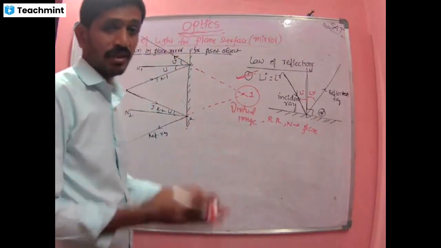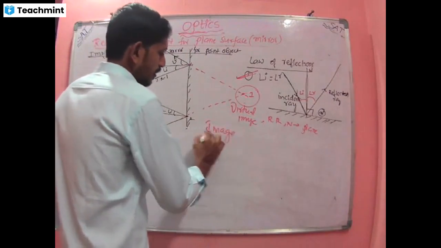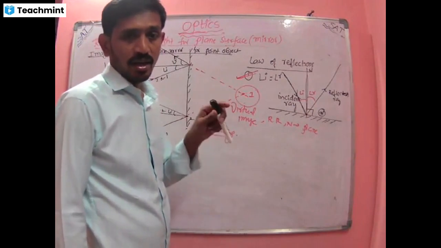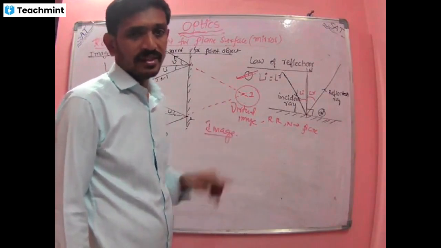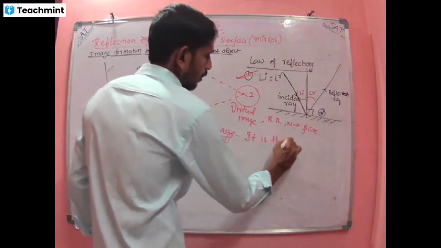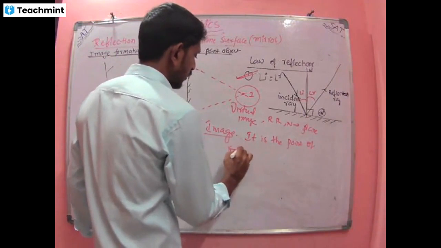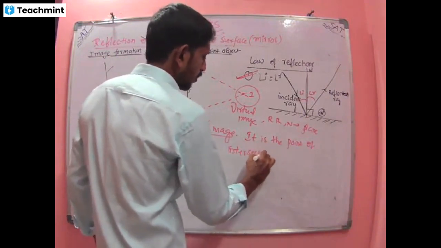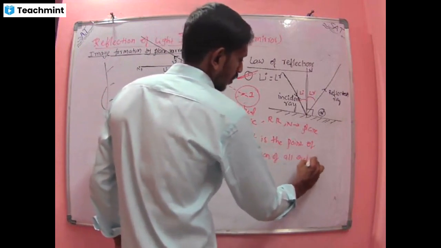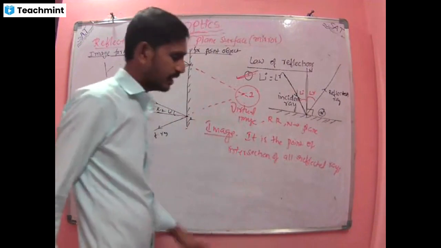What is the actual image definition here? What is an image? Image means it is a point where reflected rays are intersected. So this is the point of intersection of all reflected rays. That is the image here.